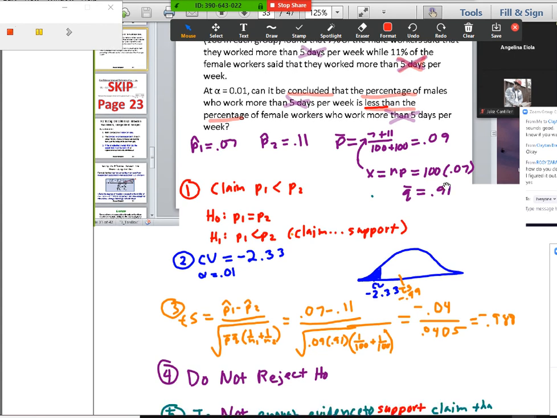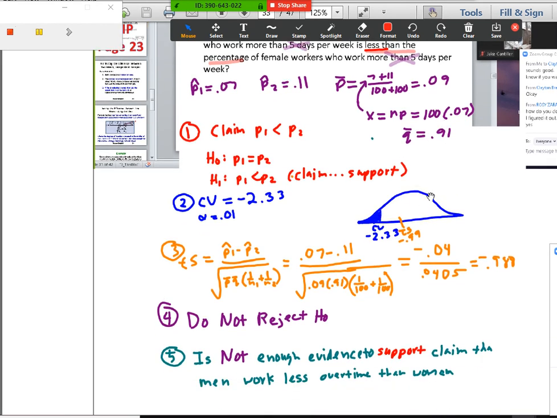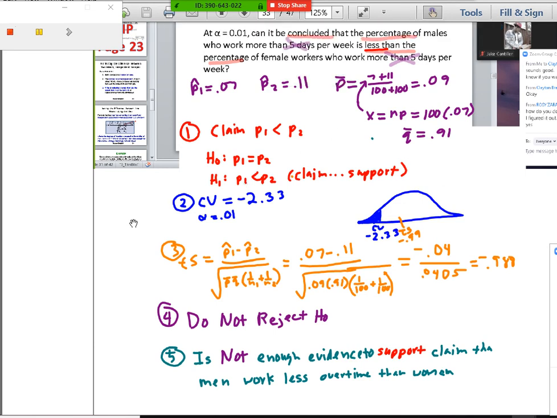So let's go up here. See how we're in this range here? So maybe they work less, 7% versus 11%, but I don't have enough evidence. So it might be true. I don't have enough evidence to support it. So my claim that men work less overtime than women, maybe it's true. I do not have enough evidence to support it. Could be true. All right, good questions on this one? All right, I'm glad because we need to move on.